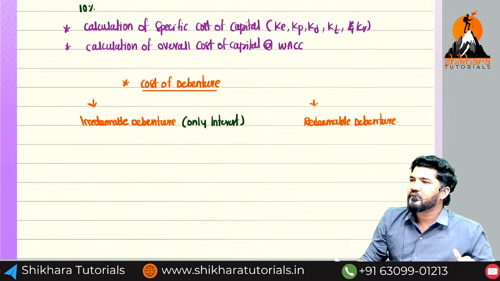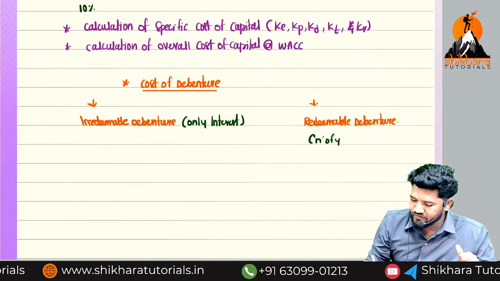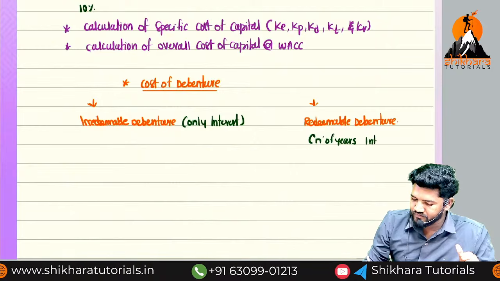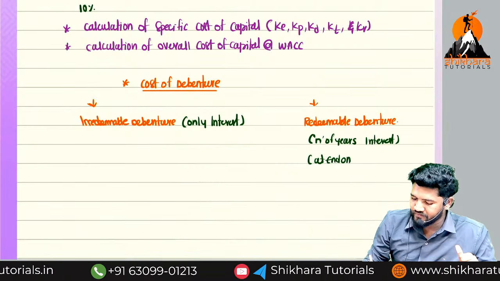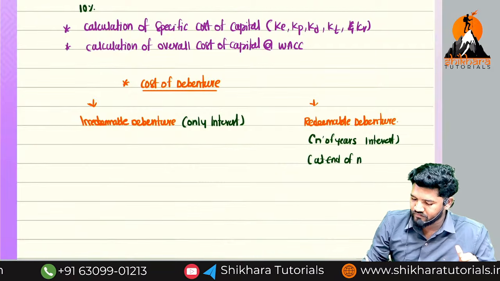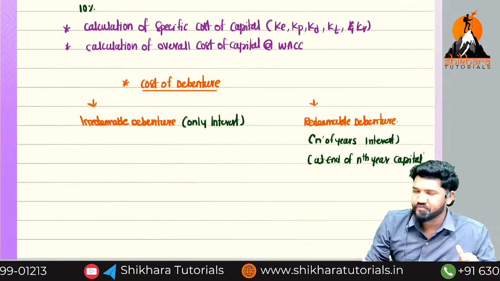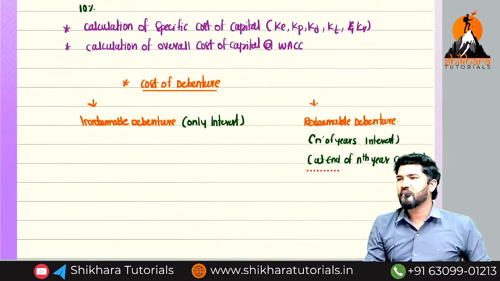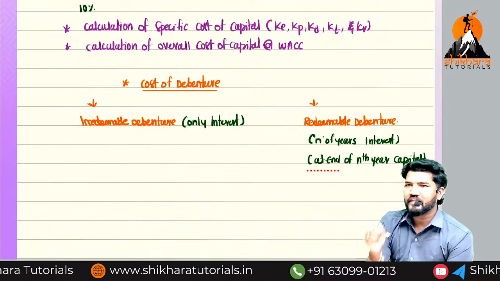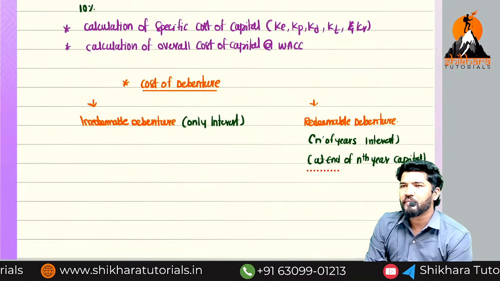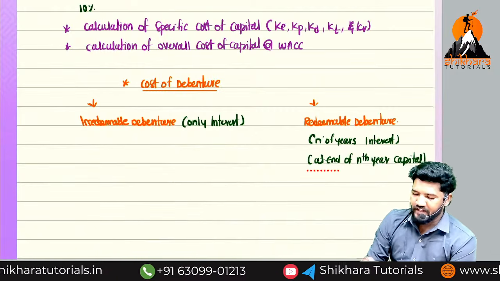When it comes to redeemable debenture, for n number of years you receive interest, and at the end of the nth year, what will you receive back? The amount you invested. She invested 20 crore, so she will get back the 20 crore also. But if she buys an irredeemable debenture, she will not get back her 20 crore rupees. She will get only interest.